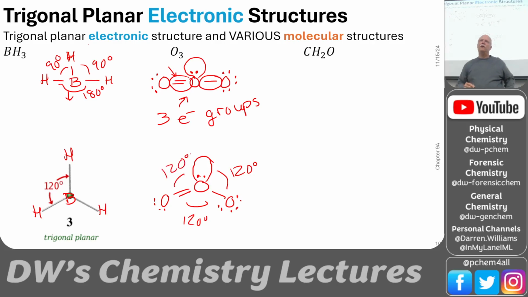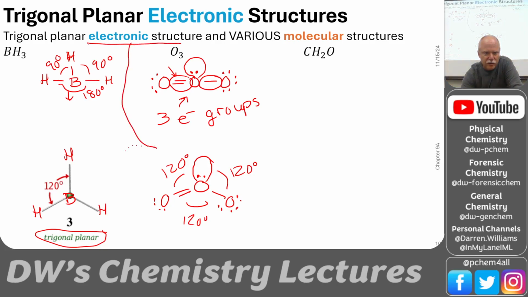Does everybody see how that works? Now, this molecule with the BH3, we would call that trigonal planar. That would be the molecular structure name. This one right here has a trigonal planar electronic structure.